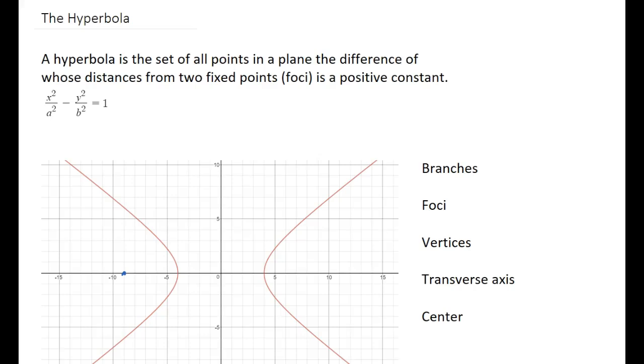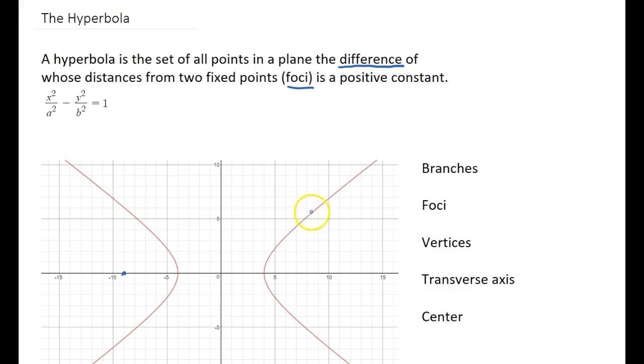Okay, so let's talk about the conic section that we call a hyperbola. It's a set of all points in a plane, the difference of whose distances from two fixed points, called foci, is a positive constant. And if you saw the ellipse screencast, you may have noticed that in an ellipse there's a set of all points, the sum of whose distances is a positive constant.